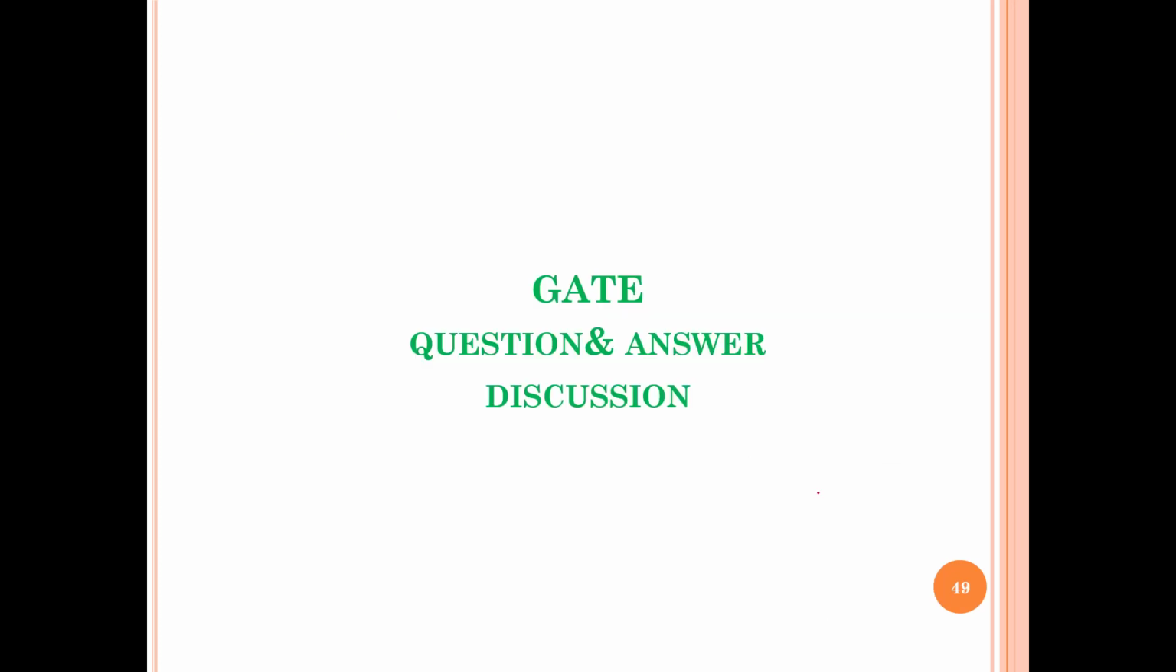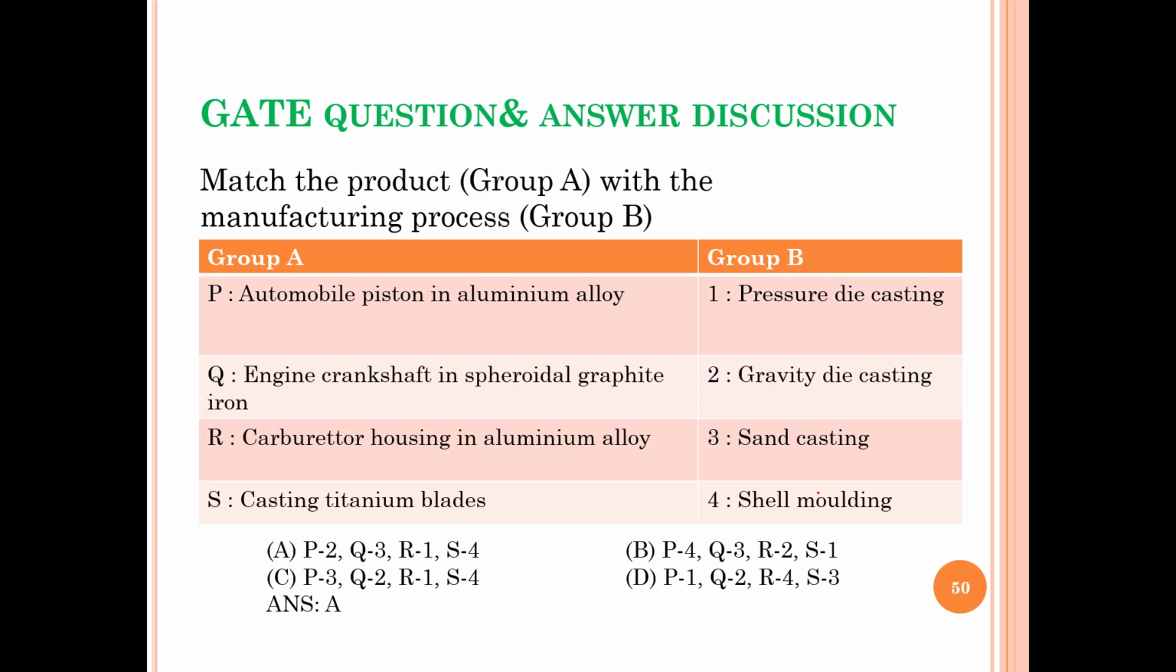These are the casting defects. Now we will discuss the GATE question and answer. First question is to match the product with the manufacturing process. Automobile piston in aluminum alloy, engine crankshaft in spheroidal graphite iron, carburetor housing in aluminum alloy, casting of titanium blades; pressure die casting, gravity die casting, sand casting, shell molding. So automobile pistons are normally done by gravity die casting.